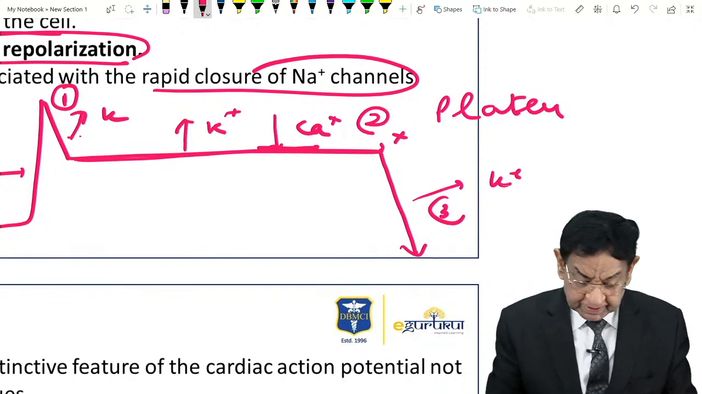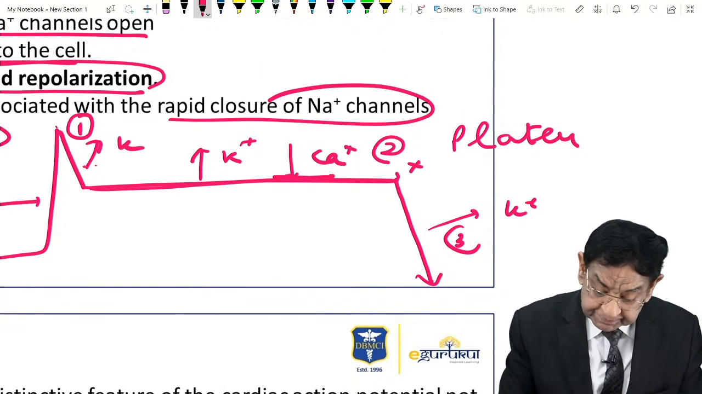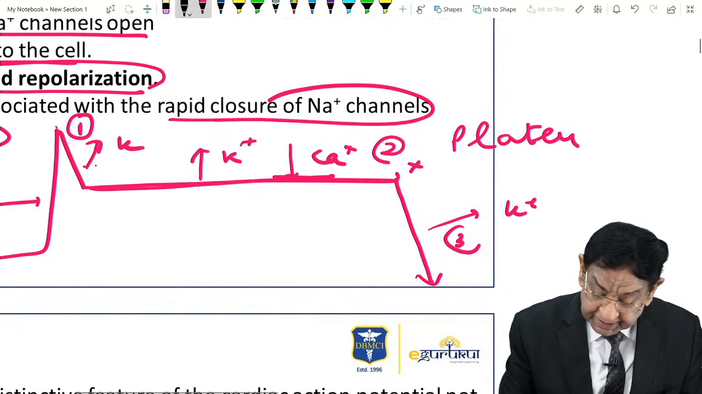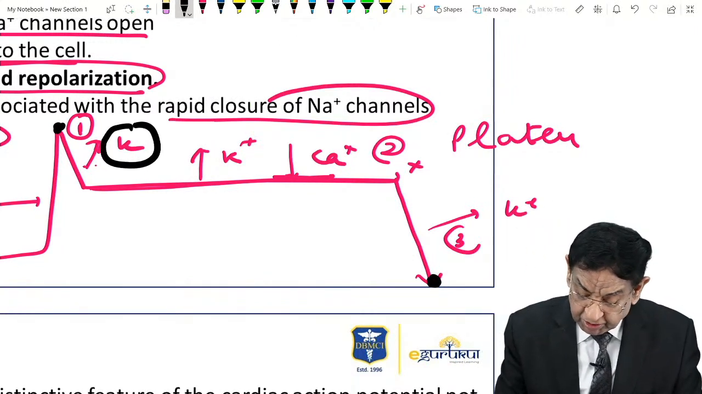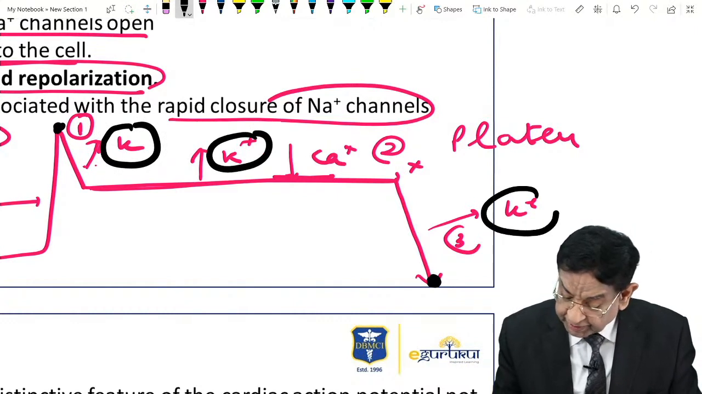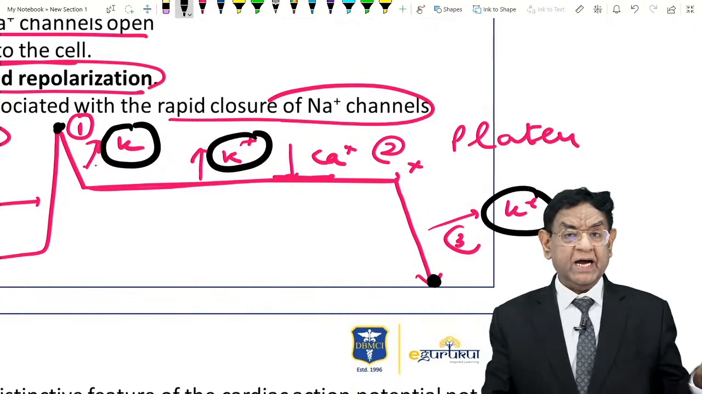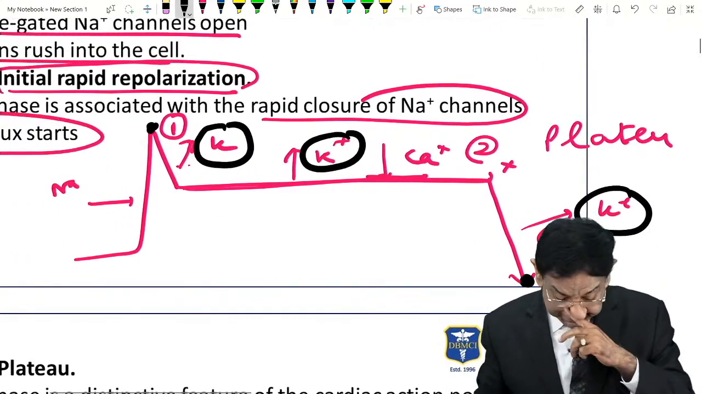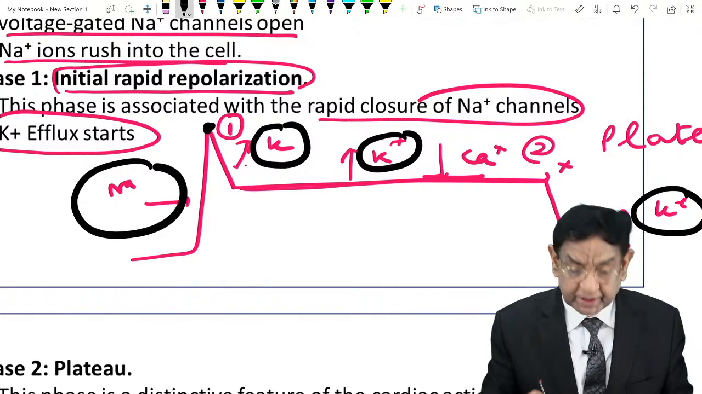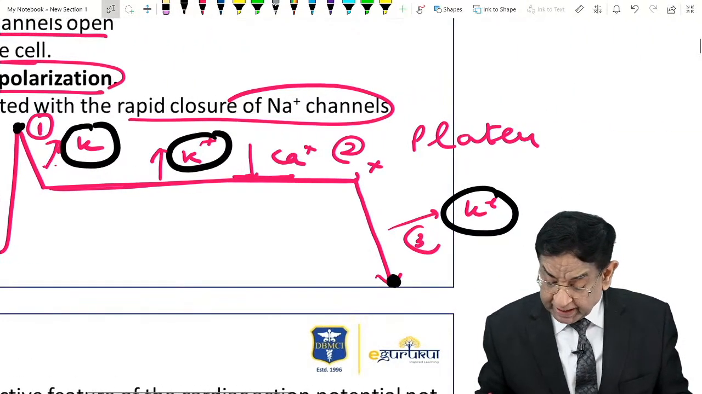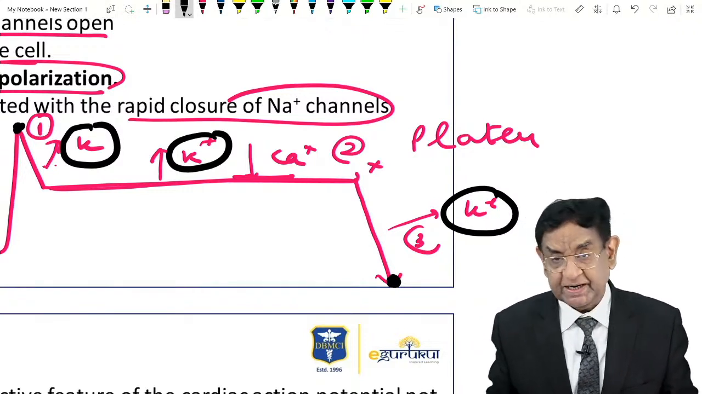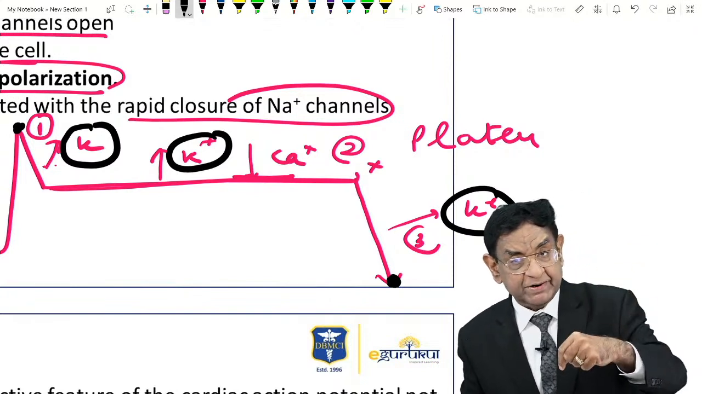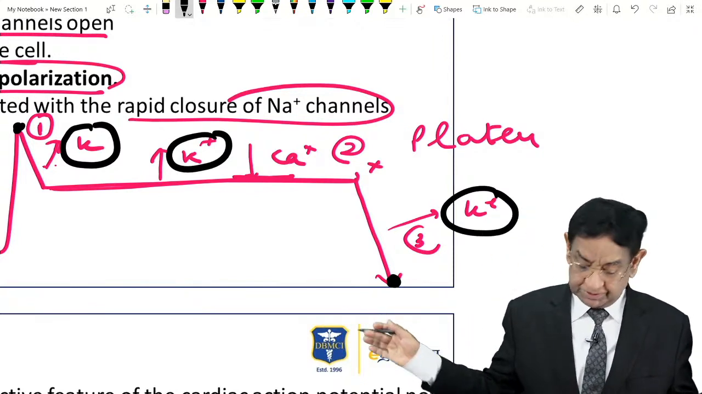Point to be noted, repolarization starts here. Repolarization started here. Okay. And it is coming up to this. Throughout this repolarization, potassium going out, potassium going out, potassium going out. So by now you understood that depolarization occurs with the sodium entry. Repolarization primarily occurs by potassium efflux, and of course there is a calcium entry also. So sodium and calcium are entering in the action potential and the potassium is going out, right?